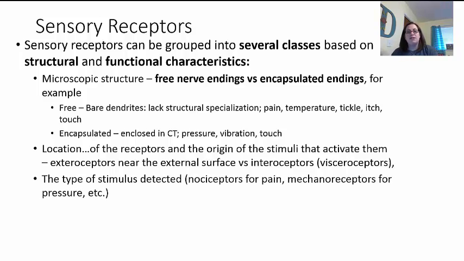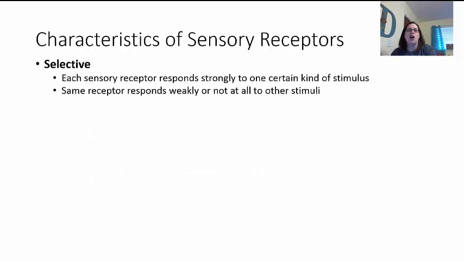Now, the type of stimulus detected could also be what they're named after. And so we have nociceptors, or what we call pain receptors. They're the ones that detect pain. Mechanoreceptors are going to detect mechanical change or movement. And so that would be something like pressure and so on, which we'll go into more detail on in just a minute. So one thing to note about the characteristics of a sensory receptor is that they are selective. Remember, they're only going to pick up one modality. So they're very selective on what kind of information they are going to listen to and what they are going to send to the central nervous system.